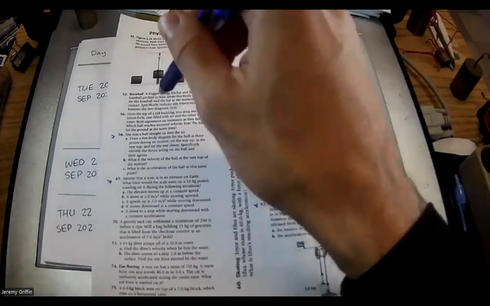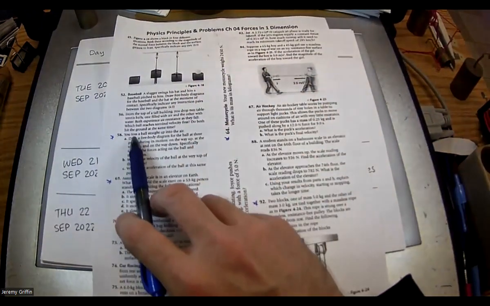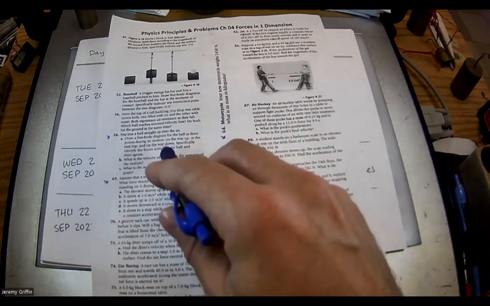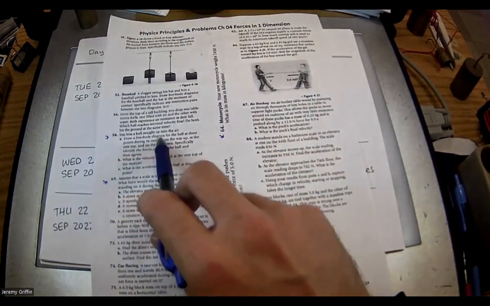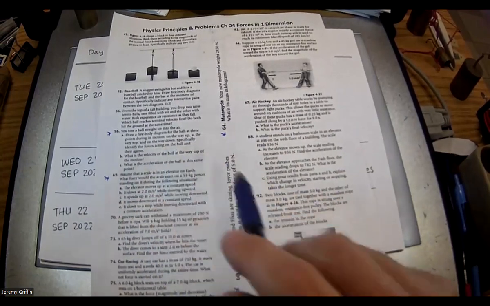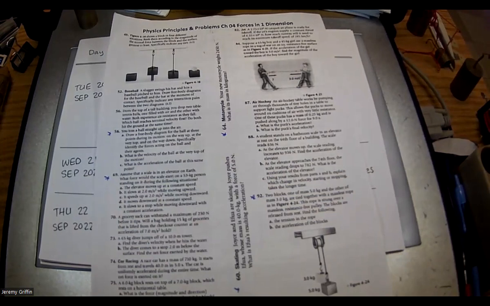All right, so 58. You toss a ball straight up into the air. And then 3 parts to this. Draw a free body diagram for the ball at 3 points in its motion: on the way up, at the very top, and on the way down. Okay, so start with that. 58 part A.